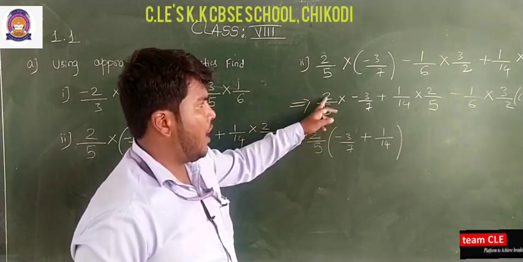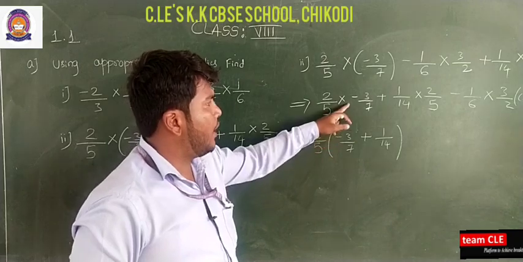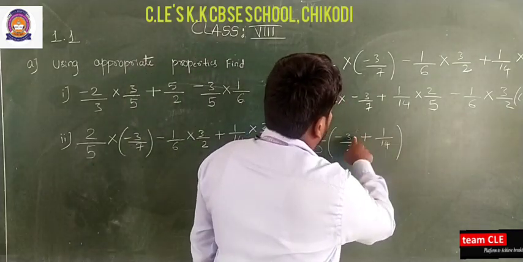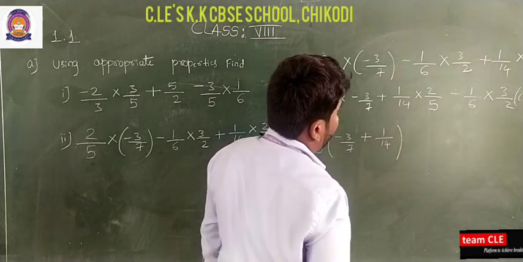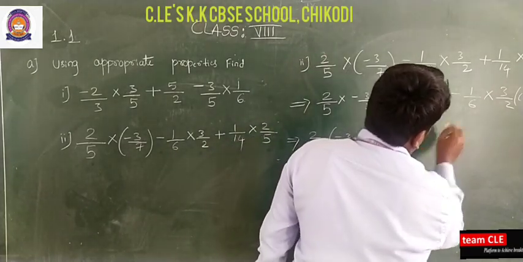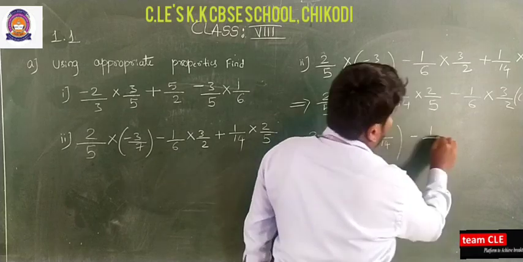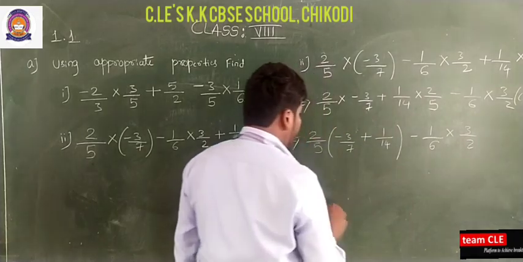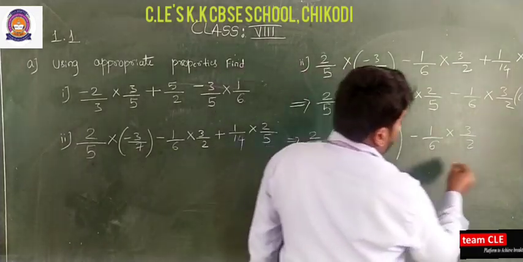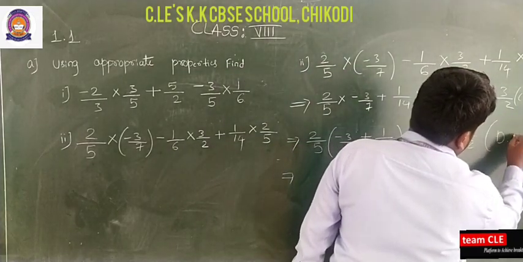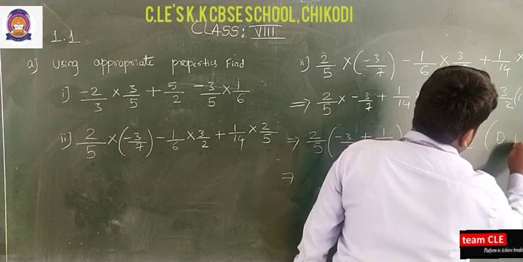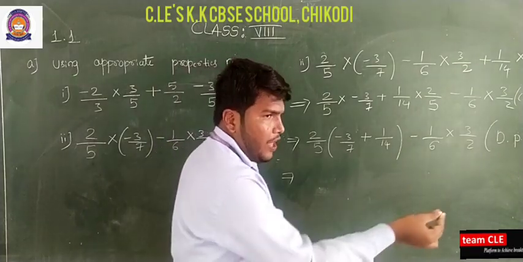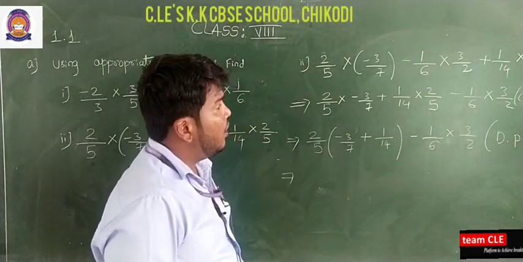Okay, so 2 by 5 I take common and the remaining is minus 3 by 7, again minus of, so that is minus 3 by 7 plus of 1 by 14, so into 2 by 5, and the remaining is minus 1 by 6 into 3 by 2. So now see, it looks like the distributive property. I'll write that as DP, distributive property, as I solved in the previous example.